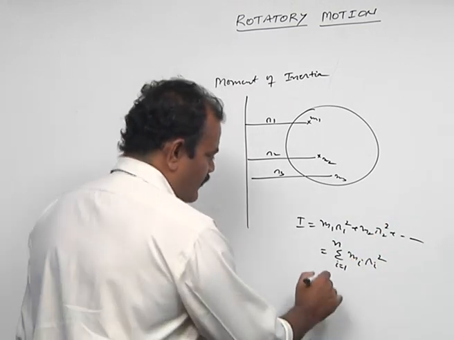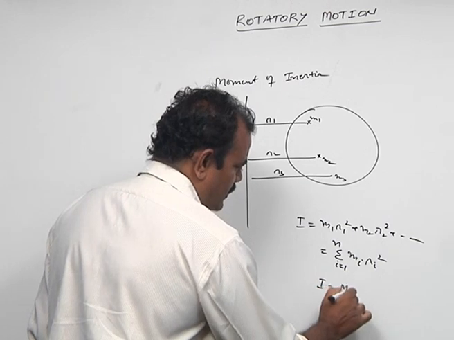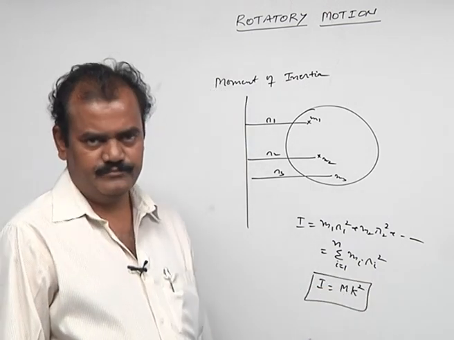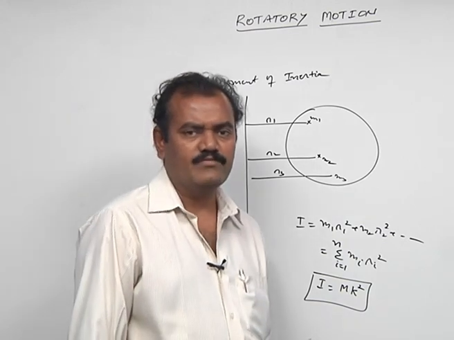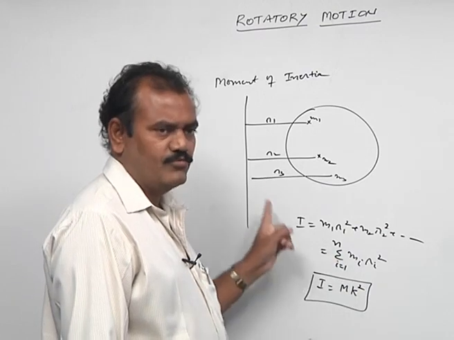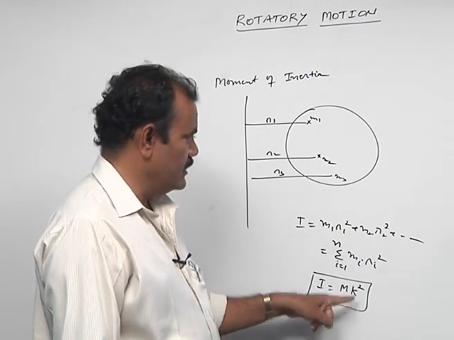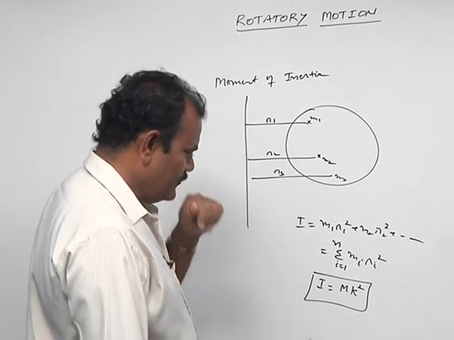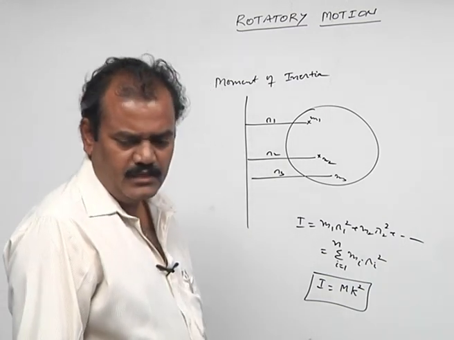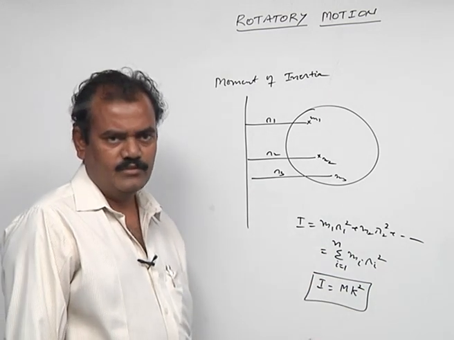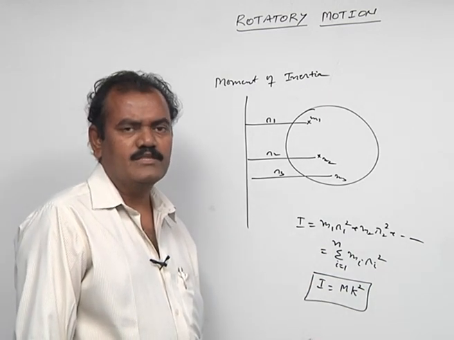The general formula can be taken as I is equal to mk square, where k is known as the radius of gyration. It is the effective distance of all the particles from the axis of rotation. Now we are coming to the moment of inertia of different rigid bodies.